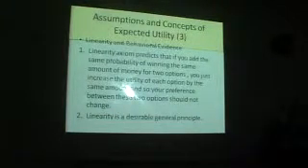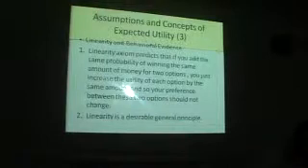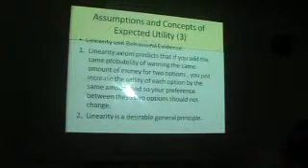Why is it a principle? Because sometimes you think that if you have two projects and you put more money in one project, you will have a higher return. But in reality, the expected return does not change if you increase your money or your investment.